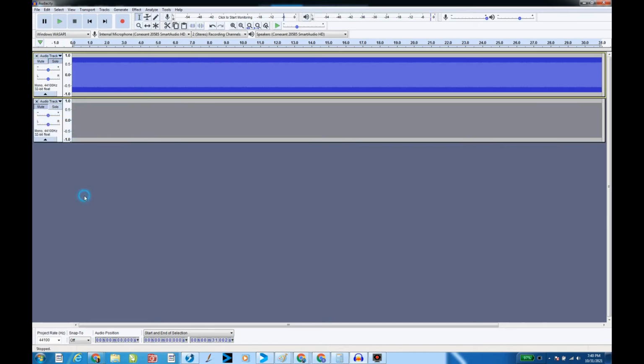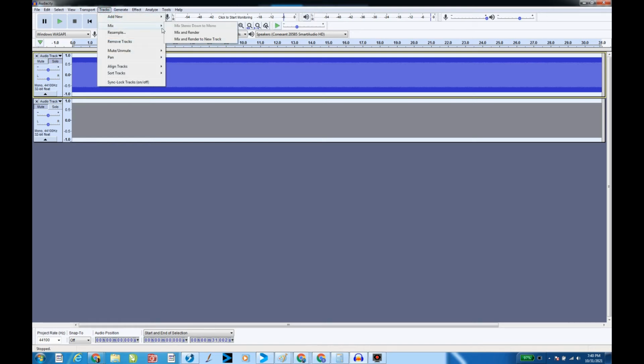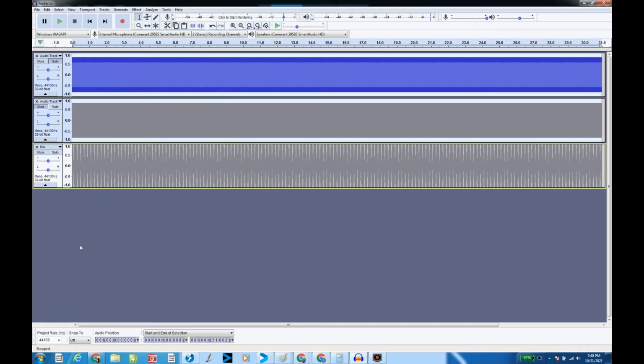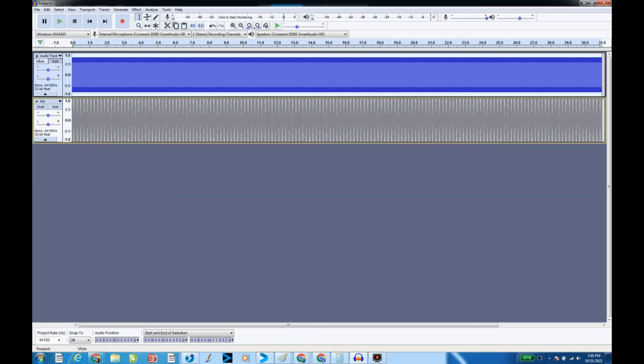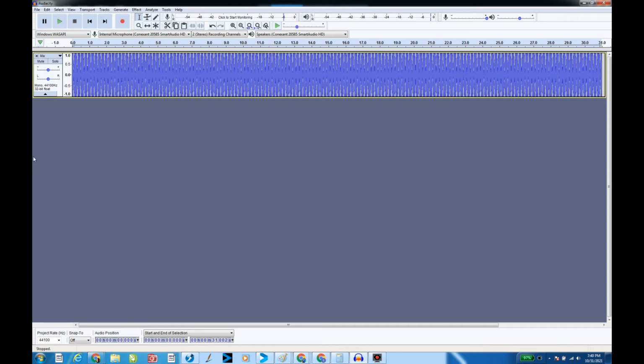Get the idea? Now I'm going to do Control A. That selects them both. And I'm going to go Tracks, Mix, Mix and Render to New Track. And this is the addition of the two sounds together. I'm going to delete the original tracks, and we're going to listen to what it sounds like when they're mixed.